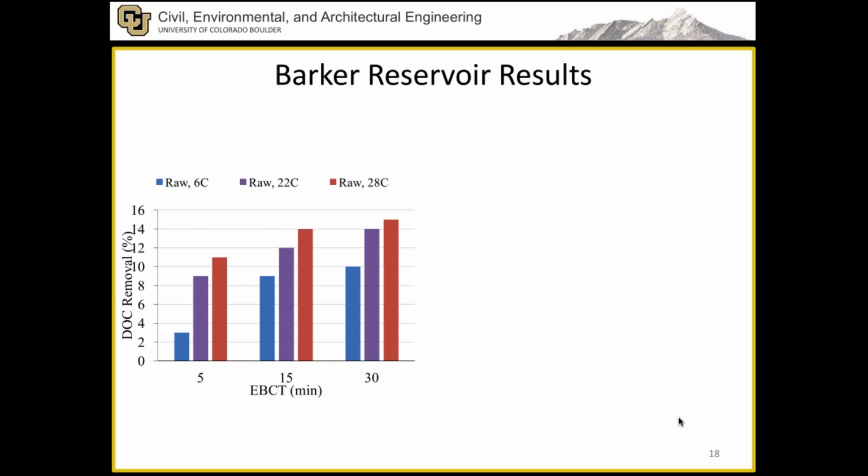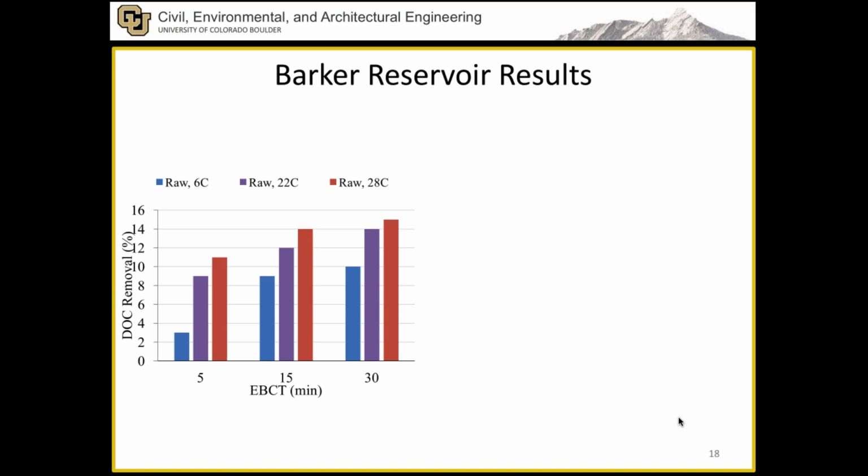Next, we wanted to look at dissolved organic carbon removal results. This was the terrestrial source, Barker Reservoir. You see empty bed contact time on the X in minutes and DOC removal percent on Y. The blue bars represent the cold 6 degrees Celsius temperature. 22 degrees Celsius is shown in purple, and 28 degrees Celsius is shown in red. So we can see that with increasing temperature, we're increasing our DOC removal at each empty bed contact time. In addition, with increasing empty bed contact time, as the EBCT goes from 5 to 15 to 30, we're seeing an increase in DOC removal as well.